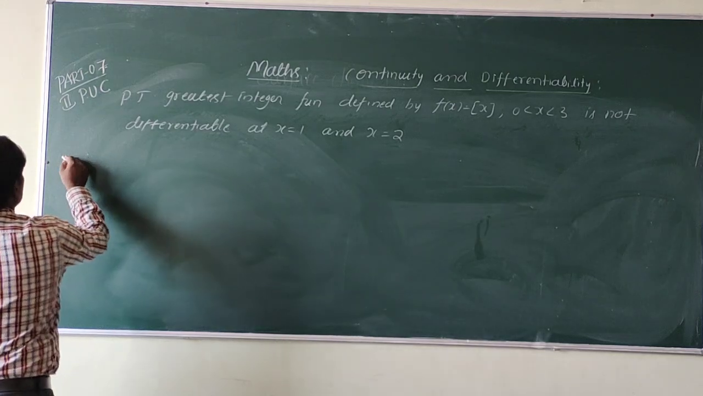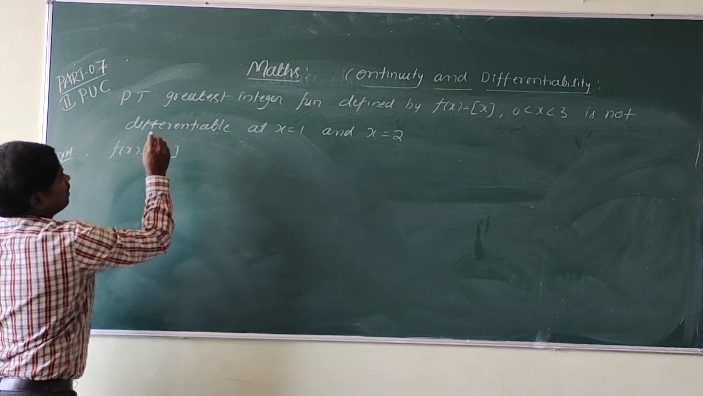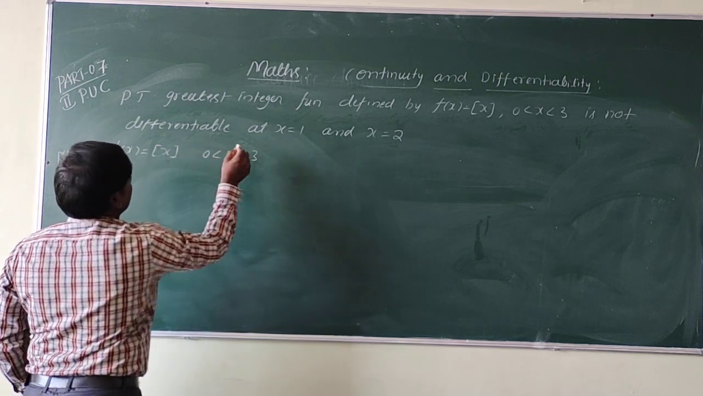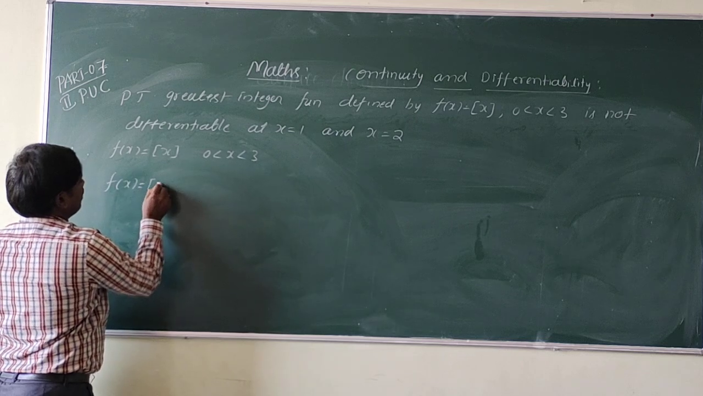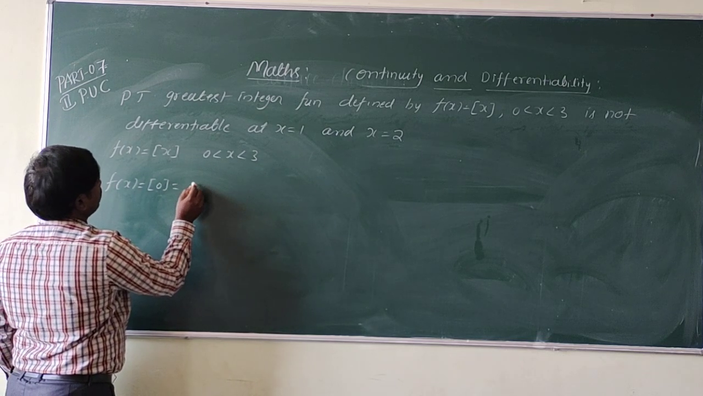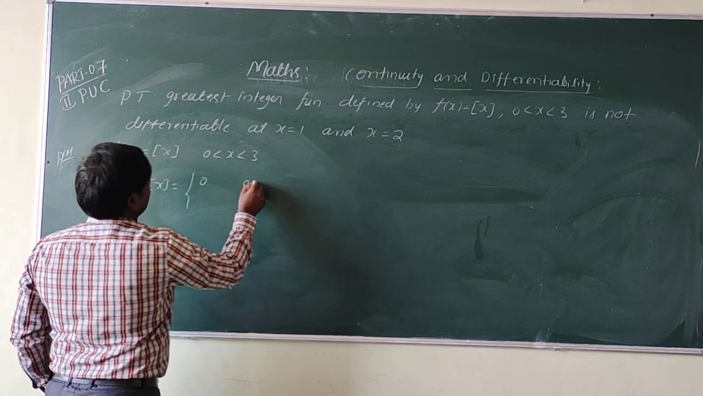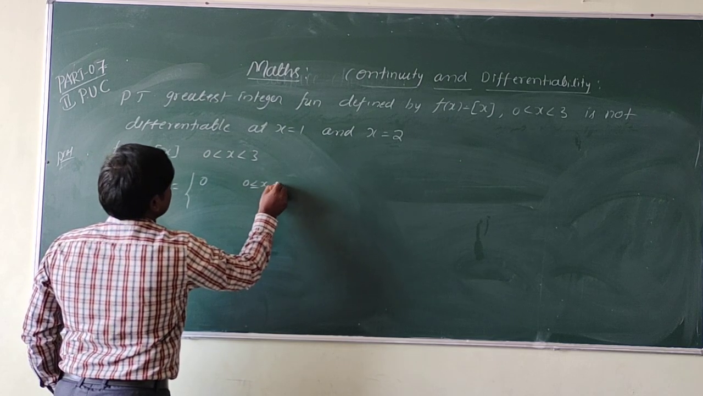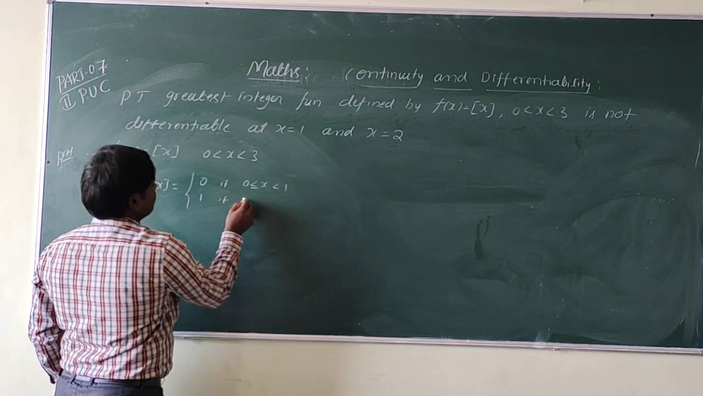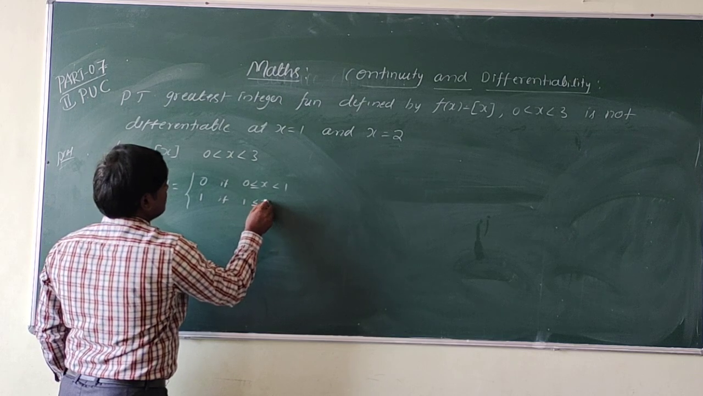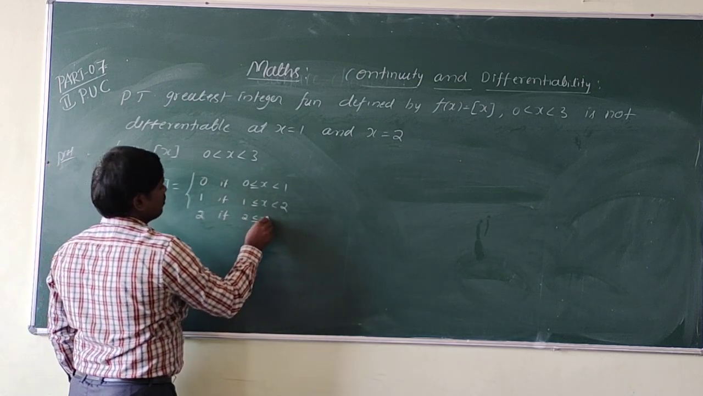So, solution or proof. Here f(x) = [x], and the given condition is 0 < x < 3. So f(x) can be written as [x], which is equal to 0 if 0 ≤ x < 1, and it is 1 if 1 ≤ x < 2. Similarly, it is 2 if 2 ≤ x < 3.